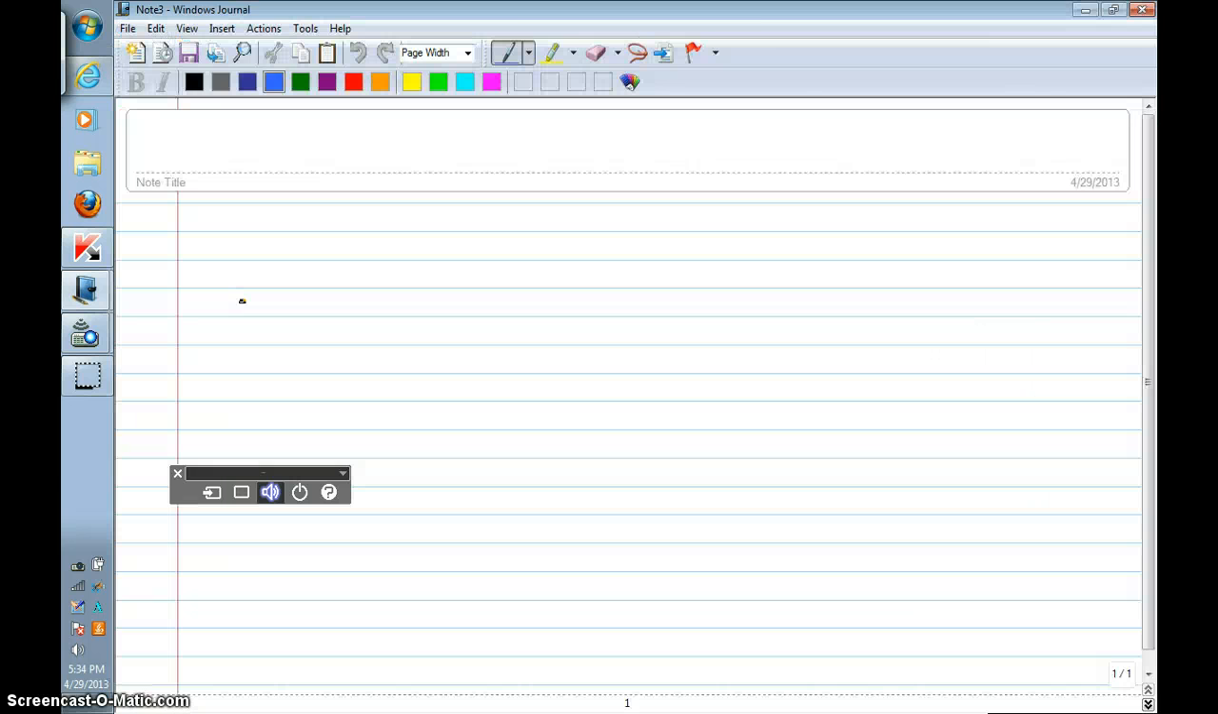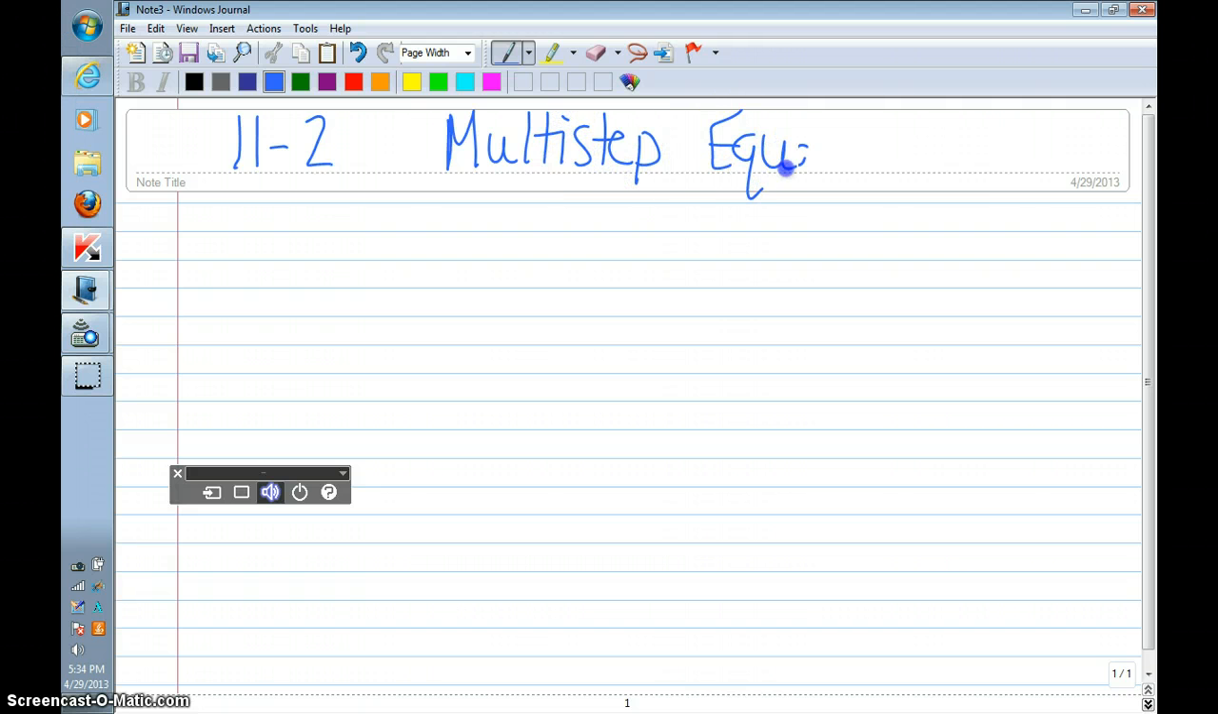We are going to look at 11-2, and this is multi-step equations. Multi-step equations. If you're following along with me, this is also on page 565. Again, you have done one-step and two-step equations, so this could be multi-step, three-step, four-step equations. I'm going to do some kind of like example one where you have to combine like terms. I'm going to make up another problem though.